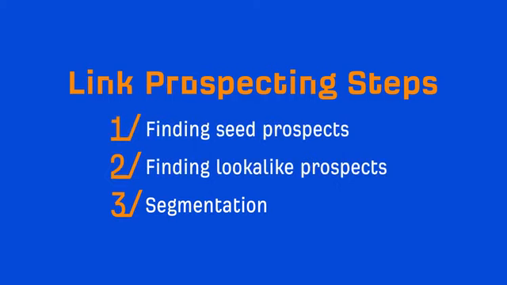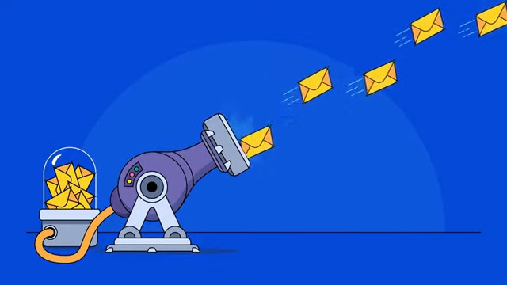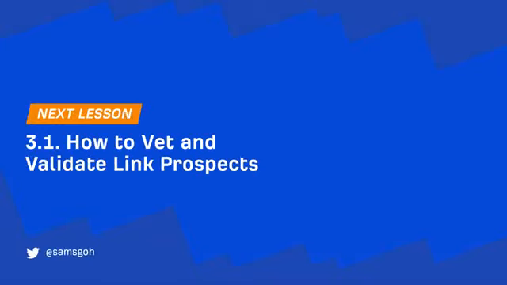Everything is connected. Now, when we had a list of well over 1,000 link prospects, we didn't just blindly email everyone who said a specific stat. There's a process to choose who you should contact, and that happens in the vetting stage. And that's what the next module is all about. You'll learn our process to vet and validate link prospects, decide who you should contact, and tools and systems that will help you work more efficiently.